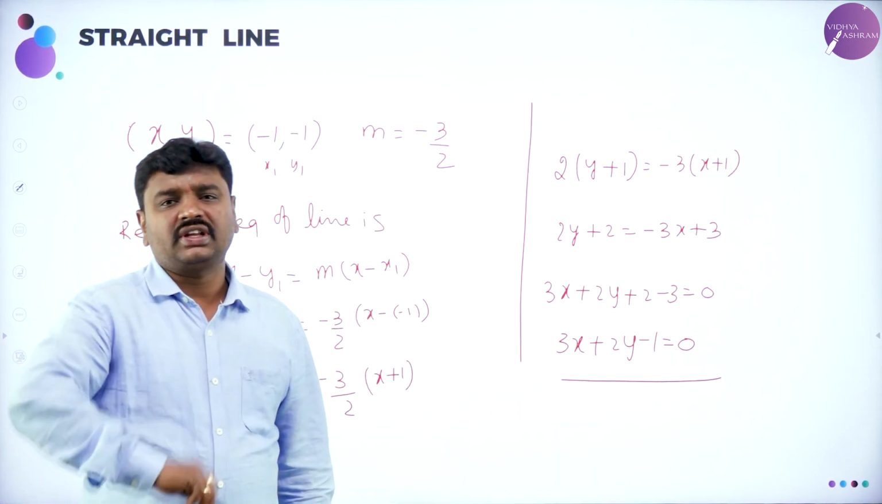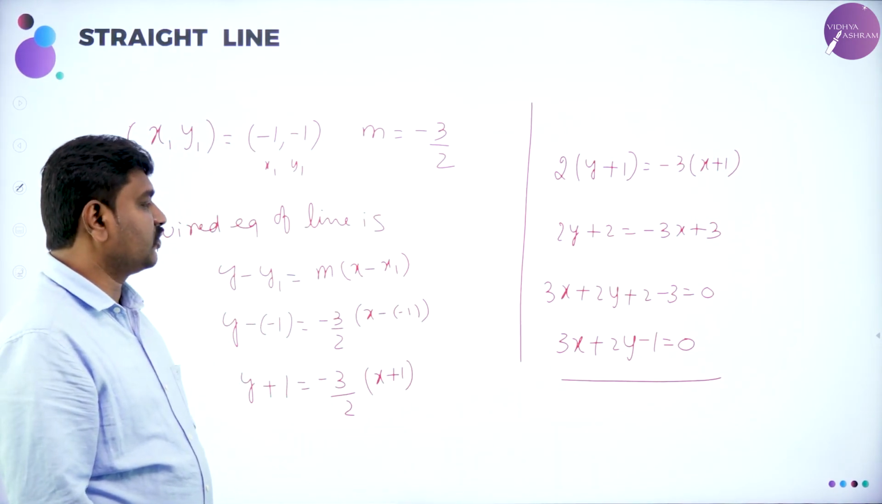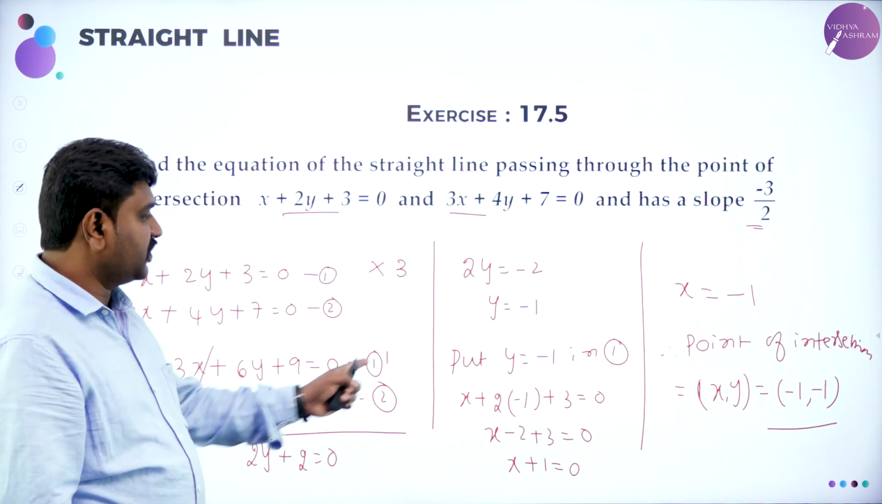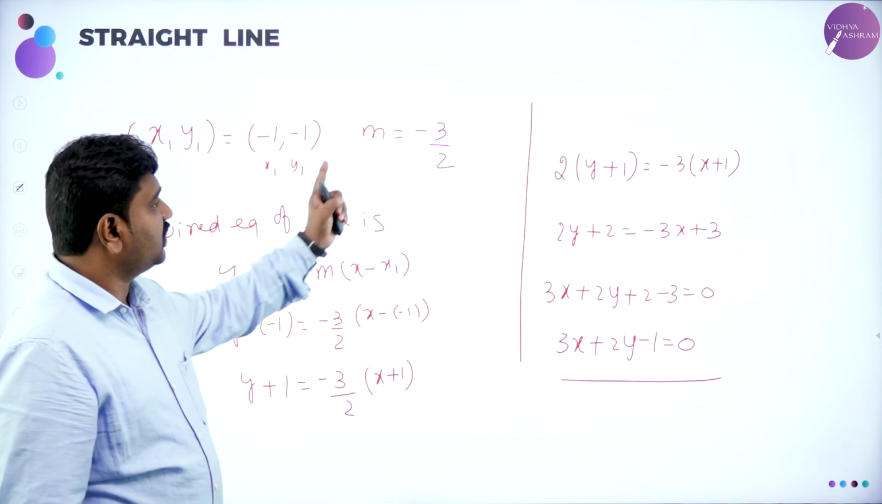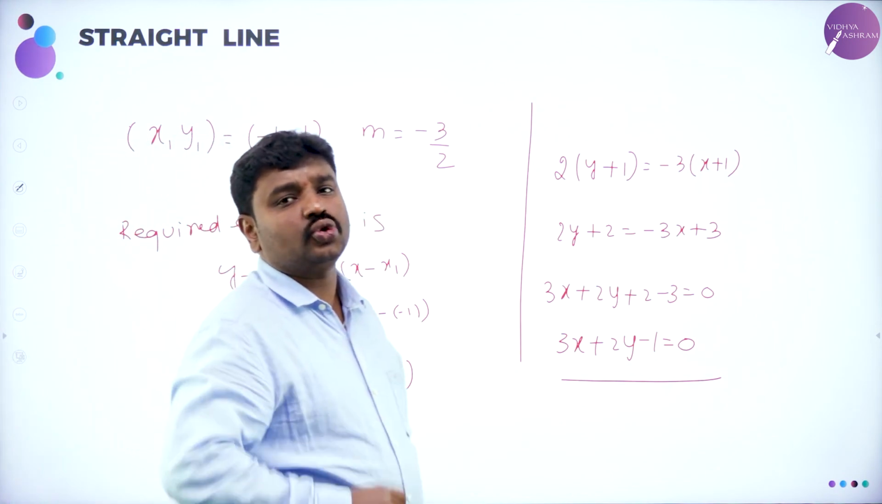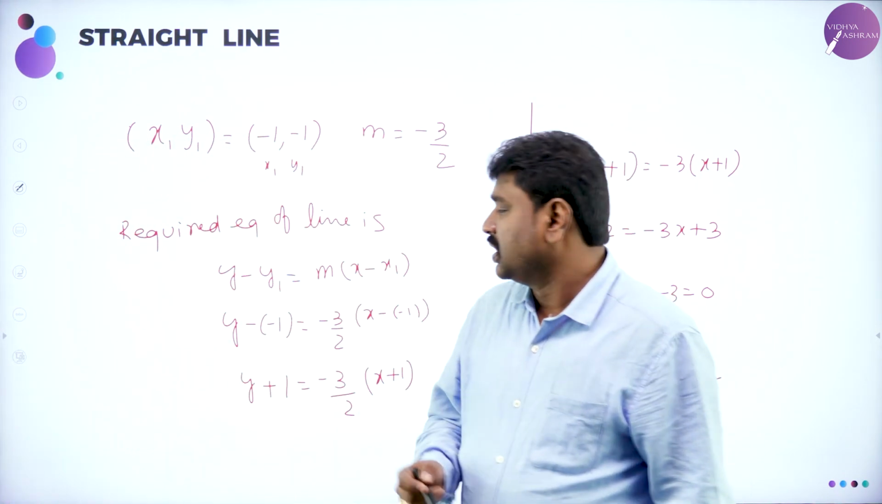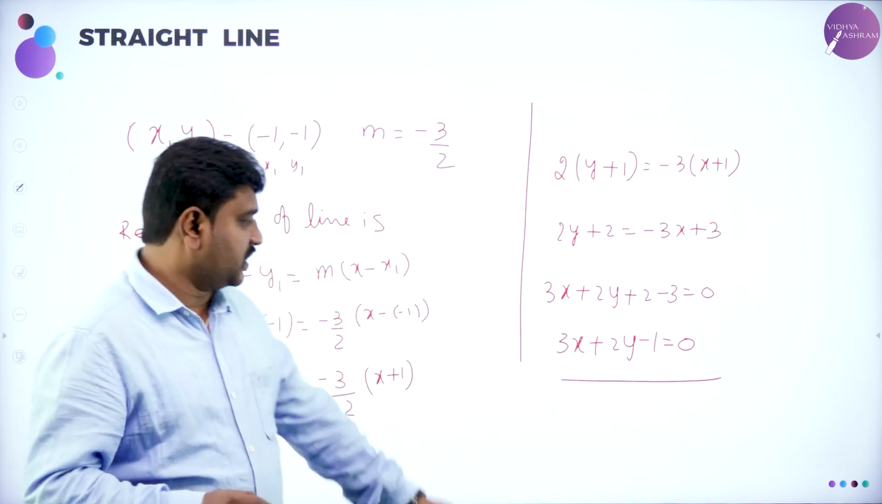So they want you to find the equation of line passing through intersection of two lines. That's why first find point of intersection, that will give you minus 1 comma minus 1, that is a point on the line, and slope is m. If you know point and slope, use what form? Point slope form. Using point slope form, we got the equation of the line.